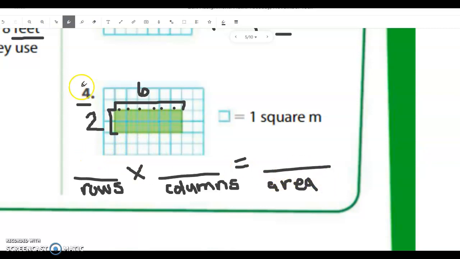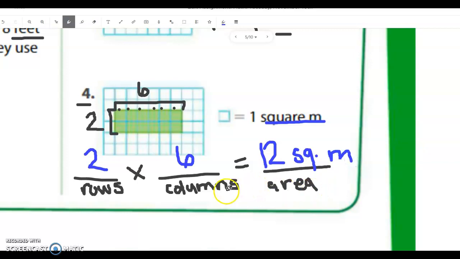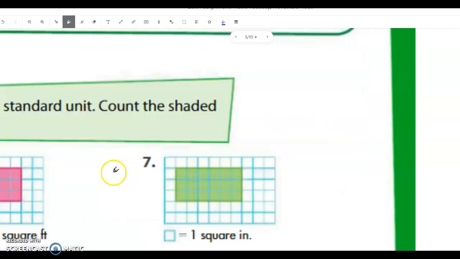So we can add in our numbers from there. 2 rows, 6 columns, and I can count by 2 6 times to find 6 times 2: 2, 4, 6, 8, 10, 12. This has an area of 12 square meters. Square, I'll use that abbreviation again, meters. Make sure you have this written out.